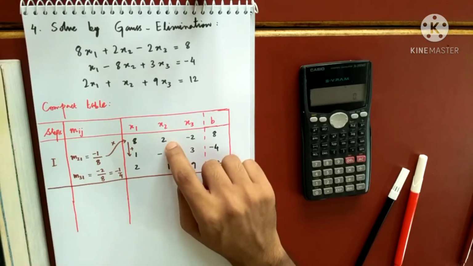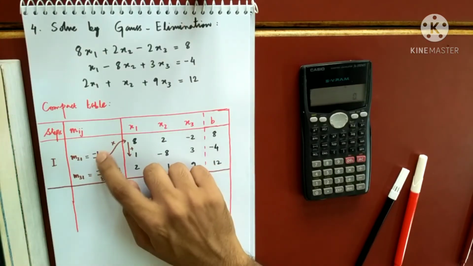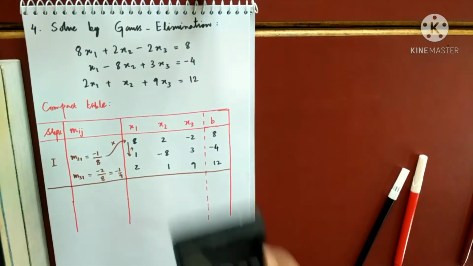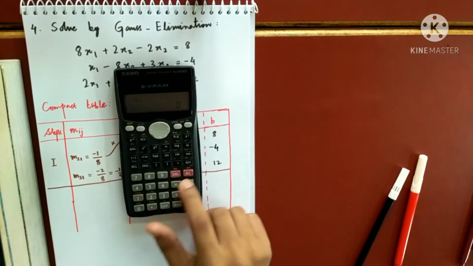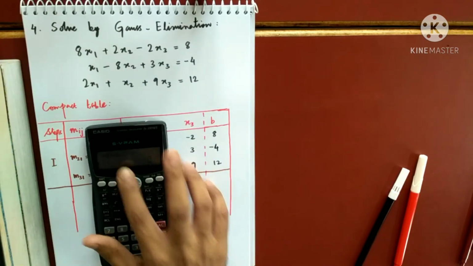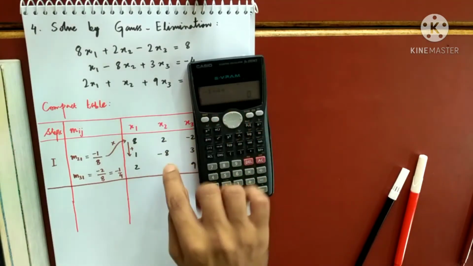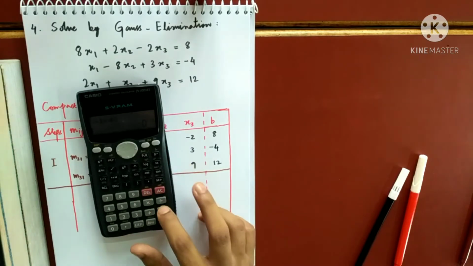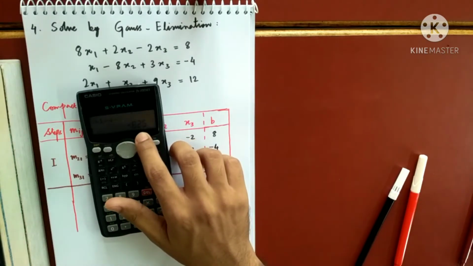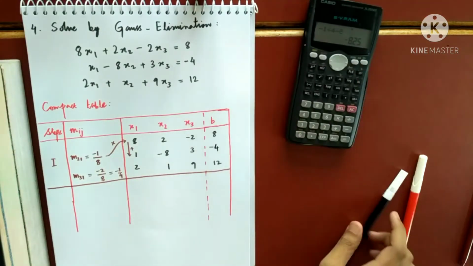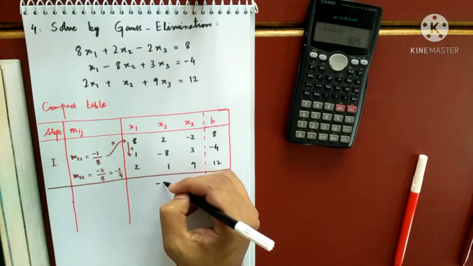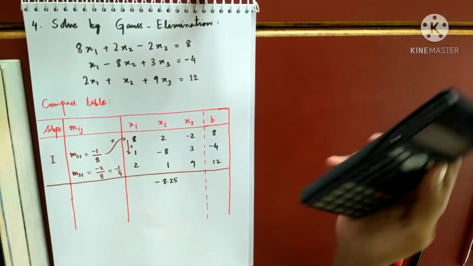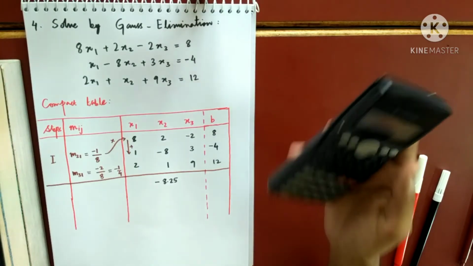Okay, now I will multiply 2 with minus 1 by 8. That will become minus 2 by 4. Sorry, minus 1 by 4. I will add that to minus 8. So, minus 8, what am I getting? I will write in point: minus 8.25. You have to keep in point only. That will be better. You are allowed to use your calculators. Keep that in mind.